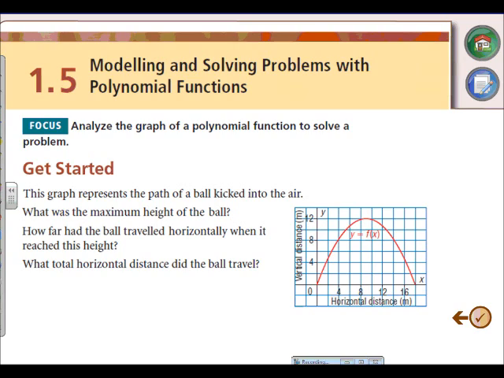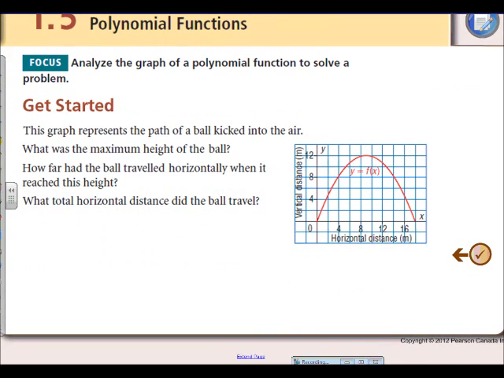This graph represents the path of a ball kicked into the air. What is the maximum height of the ball? The maximum height is going to be the highest point that it can go to. So sitting right up in here, it's going to go 12 meters.